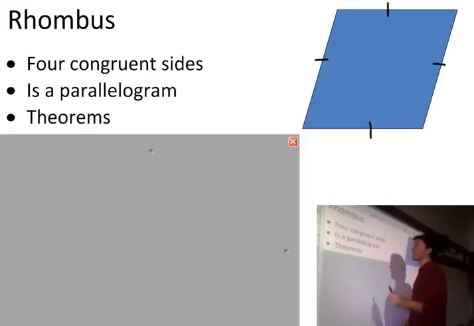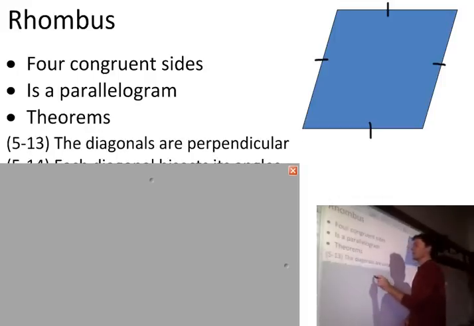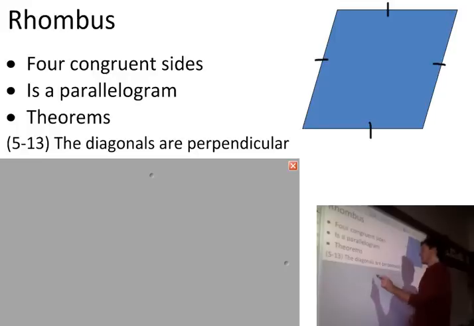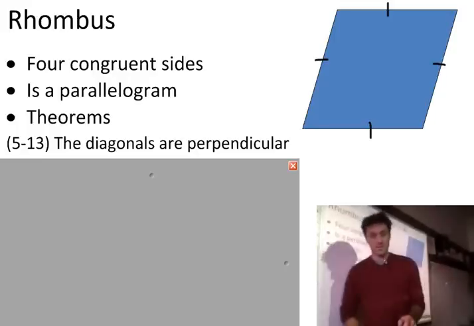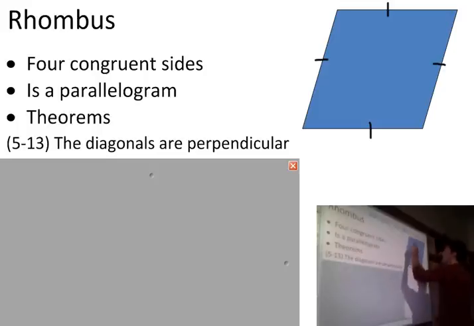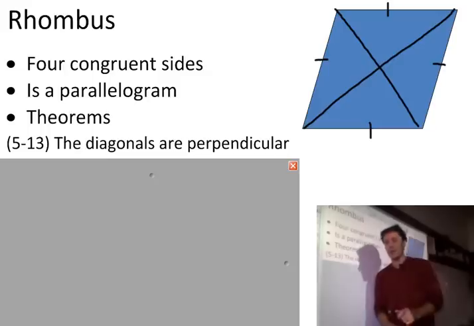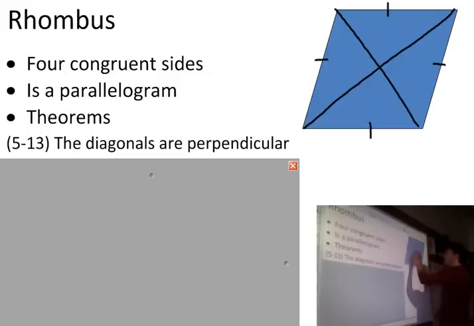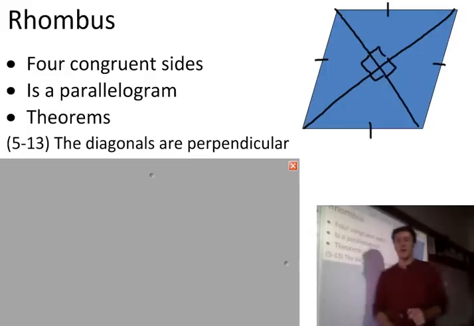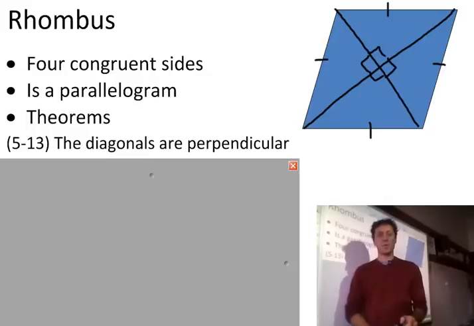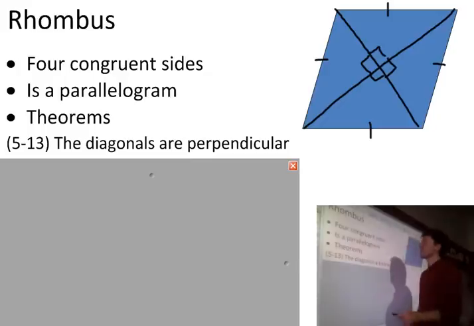Now, there are some theorems that go along with this. There's actually 3. The first one says that the diagonals are perpendicular. So if we were to draw in these diagonals here, if you've got a nice drawing and things are lined up right, you'll notice that these are perpendicular. They form right angles when they intersect in the middle.